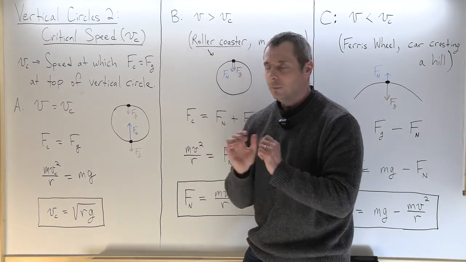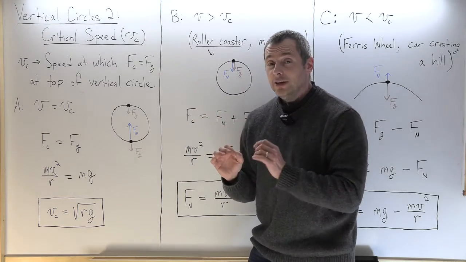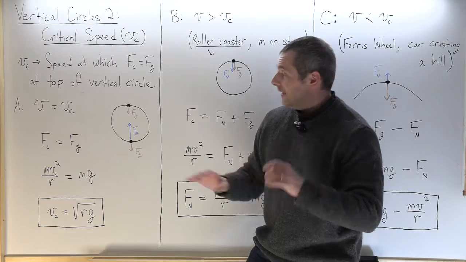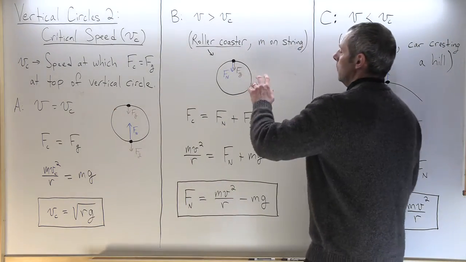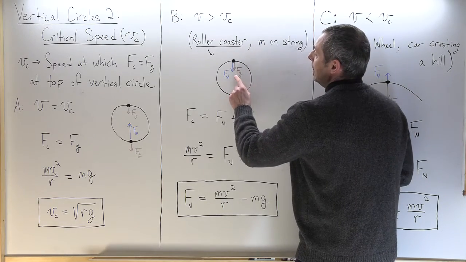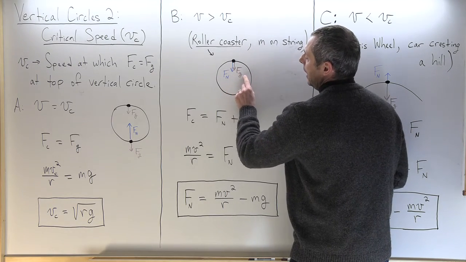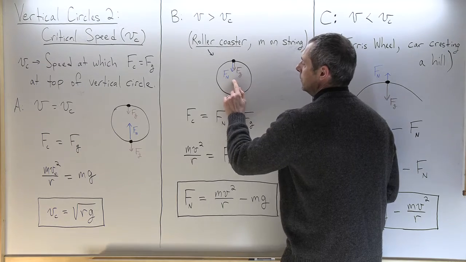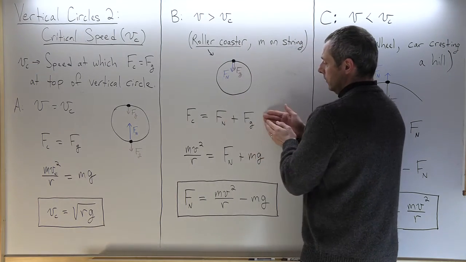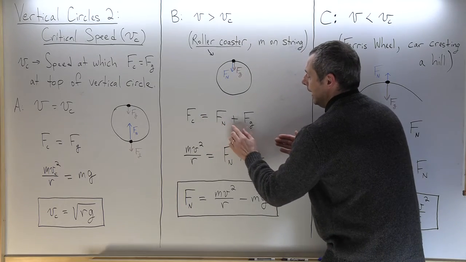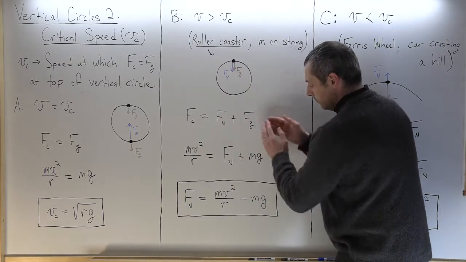So that's one possibility. The other possibility, we could go faster than that speed that we calculate here. And that's the case of a roller coaster or a mass on a string going over the top. If you go faster, gravity's not enough. We need extra force toward the center of the circle. So that's going to be provided either by string tension or normal force. So then we say these two together, we add to get the centripetal force, and we solve.